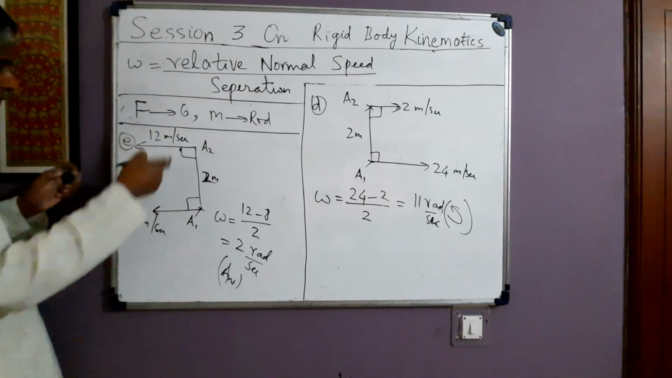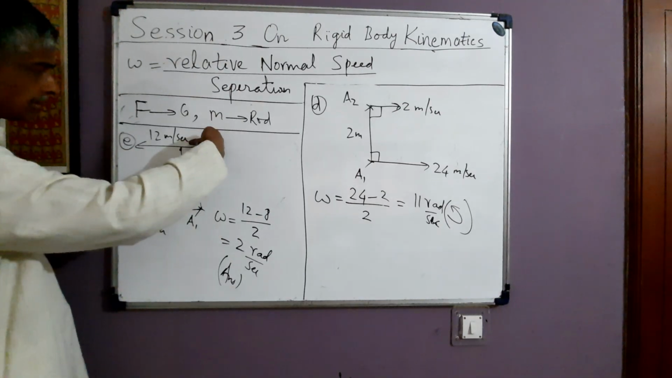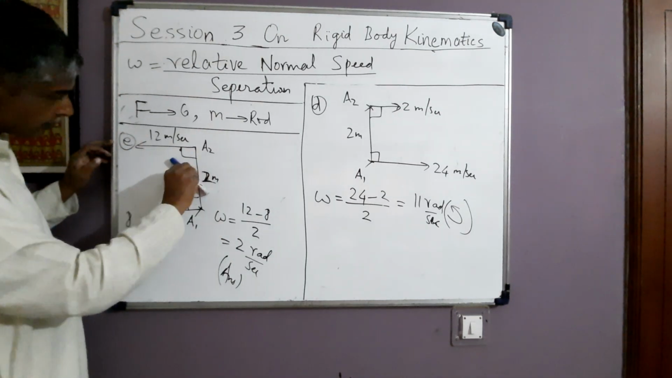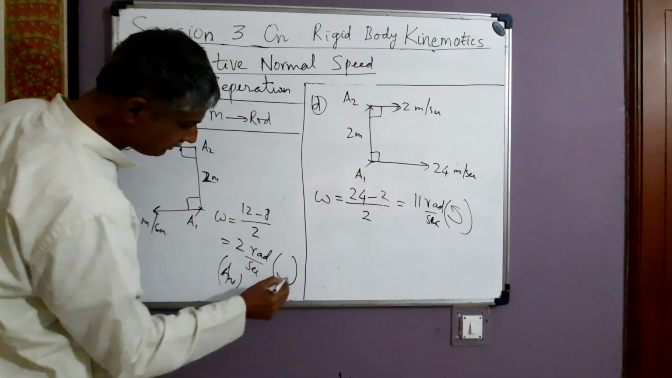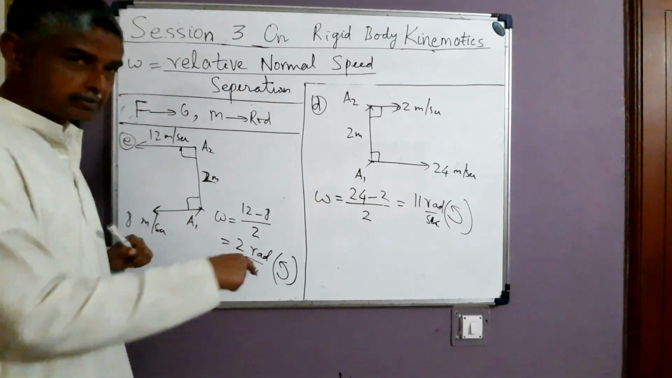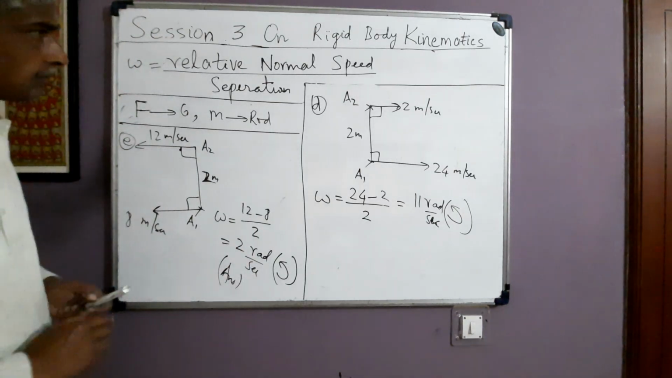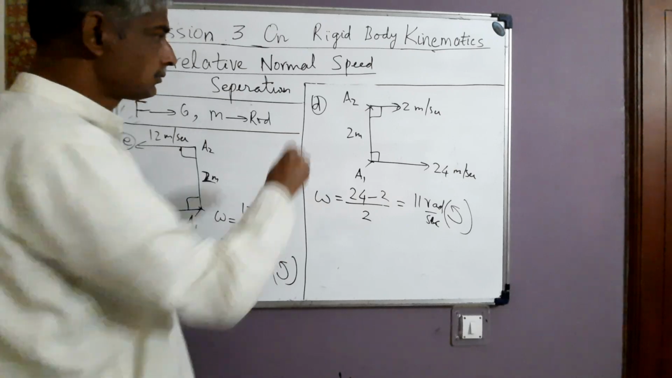What is the sense? The sense will be anti-clockwise, because this is going at a lesser leftward speed, this is going at a larger leftward speed. So in a short time the rod will become something like this. The sense of omega will therefore be anti-clockwise sense. Okay, fine.